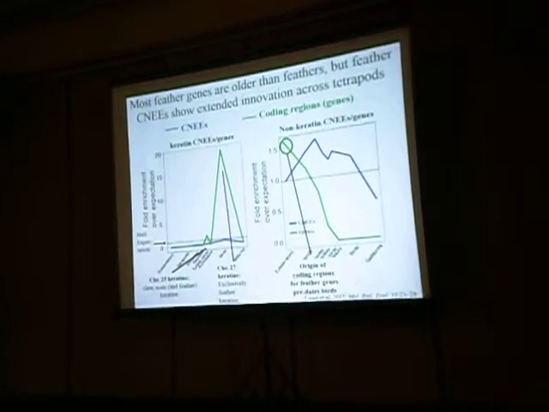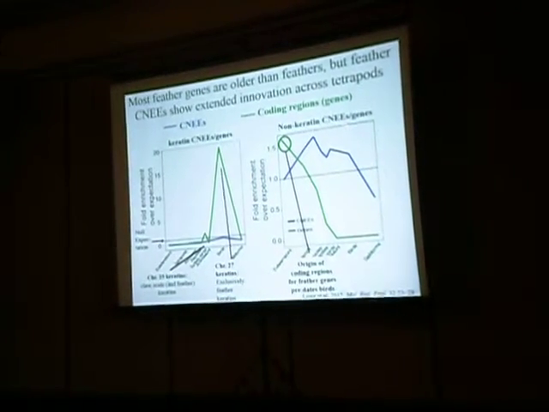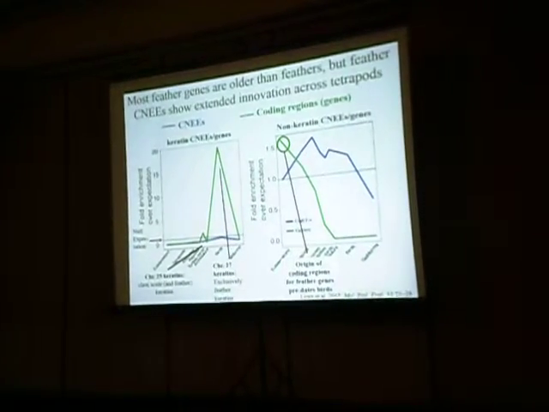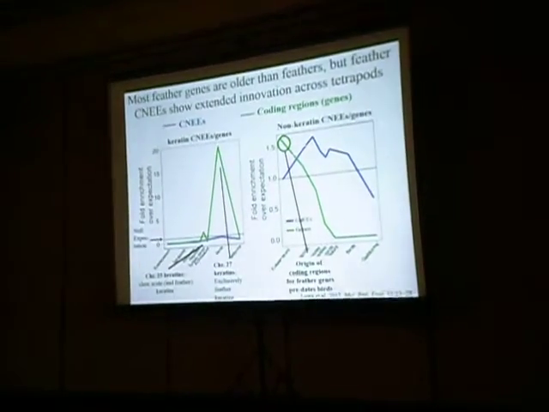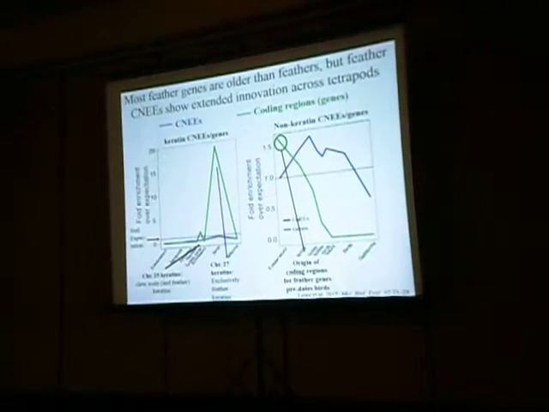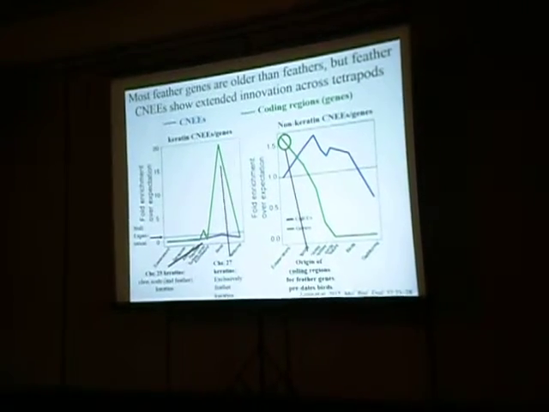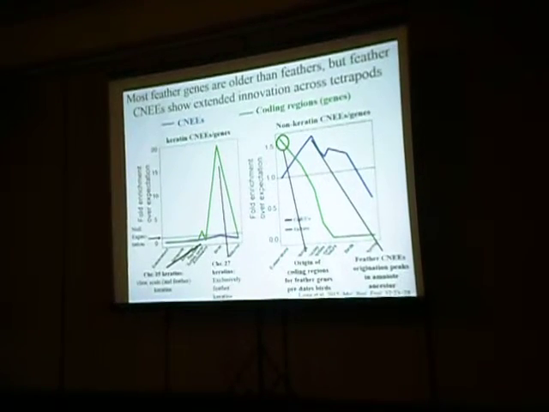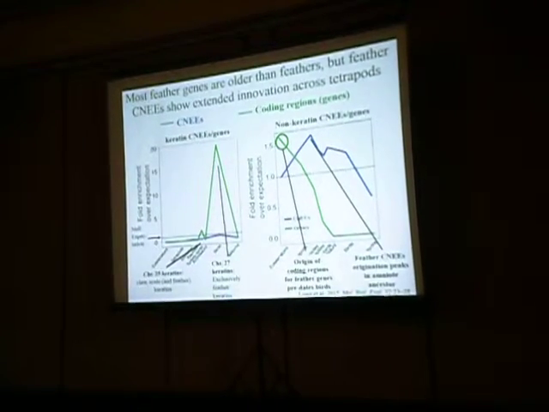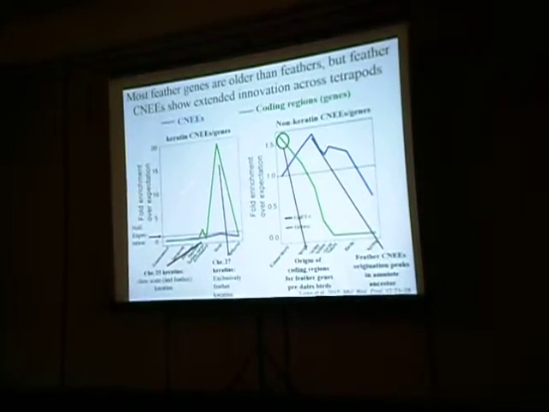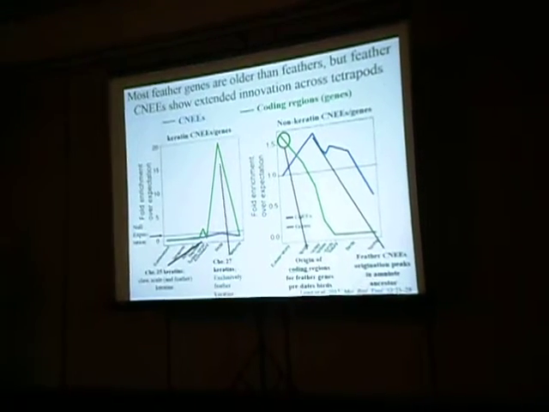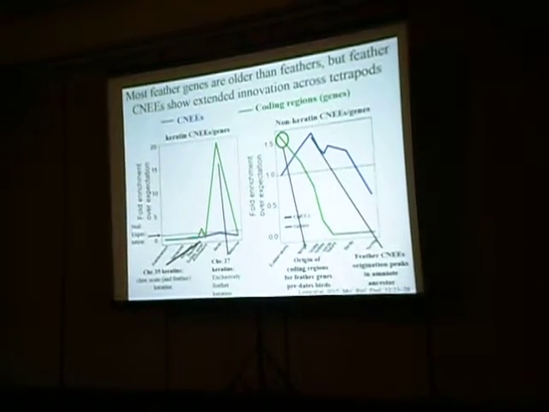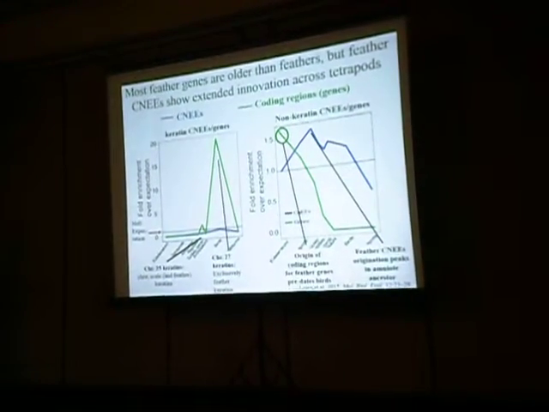Now, by contrast, the regulatory elements here in blue, you can see they are arising at a disproportionate rate, peaking in the lineage leading to amniotes, and then still a highly extended region of innovation going all the way through to birds. And so we are proposing that the origin of feathers, aside from the beta carotenes here, is much more an issue of regulatory innovation rather than the origin of new novel protein coding regions.